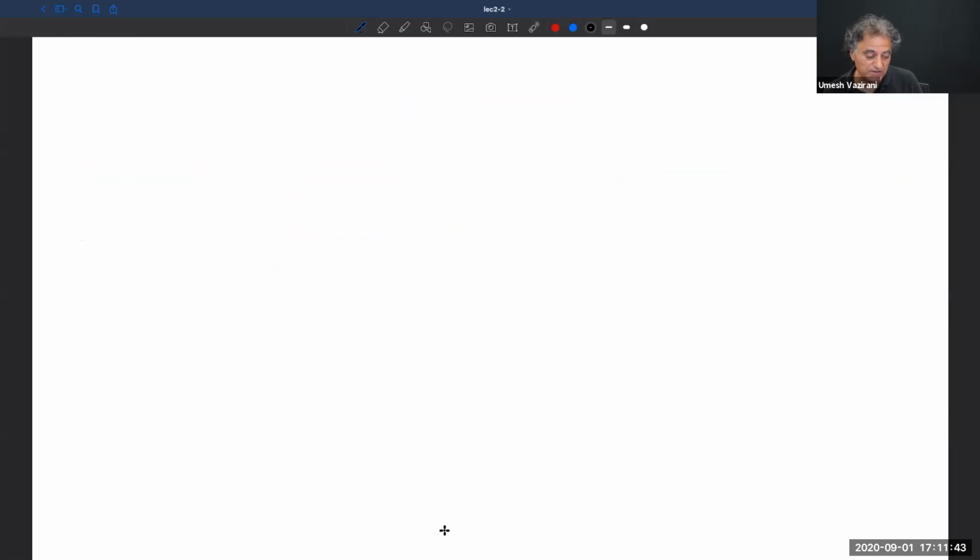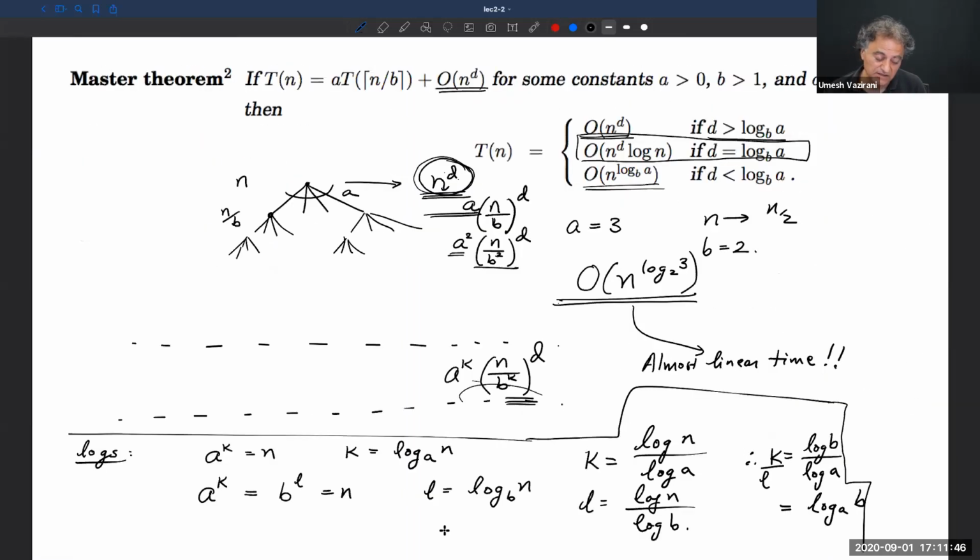And that's what this theorem tells us. It says, suppose we are breaking up a problem of size n into a subproblems of size n over b, and then when we glue the solutions together, it takes us time n raised to the power of d. Then how much time does it take altogether for this algorithm? The answer is given to us in closed form like this. We can just read it off.